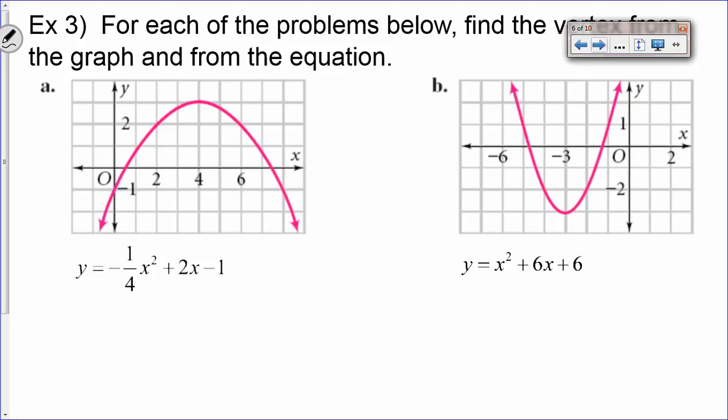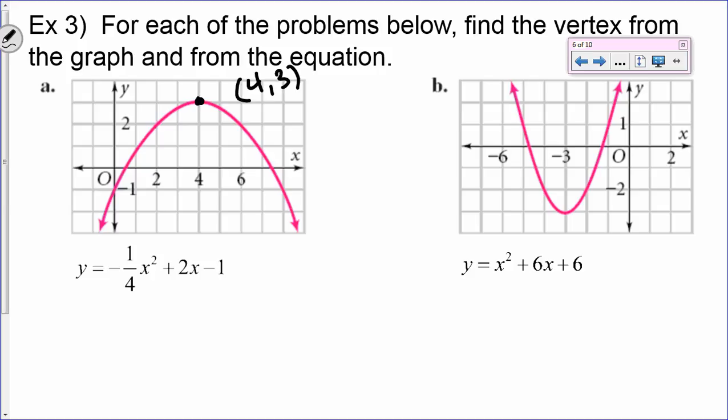Just like our other example when we were looking at the axis of symmetry, we could observe the vertex and we could also calculate it. So if we observe this example A here, well, what's the vertex? Let's give me that maximum point. Let's see, (4, 3) is that maximum point. So we suggest that (4, 3) is the vertex. Well, let's see if our calculations work.